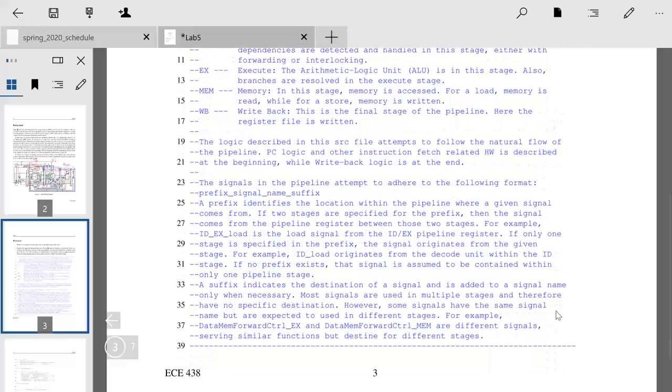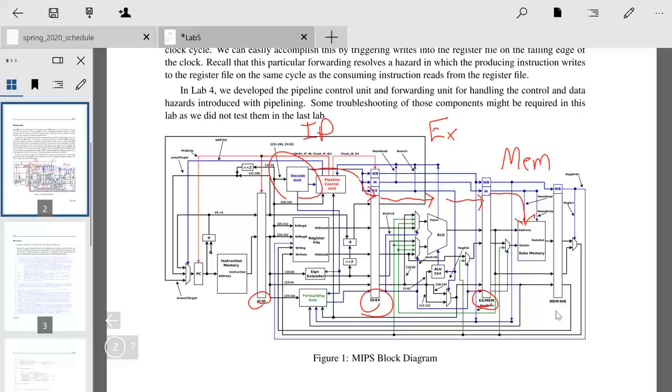All right, continuing on. If only one stage is specified in the prefix, the signal originates from the given stage. So, for example, this load signal would be generated in the decode stage. It would come from the decoder, right? And so it would be given the prefix ID. Going back to our diagram, here in the decode, this would be ID load, right here.